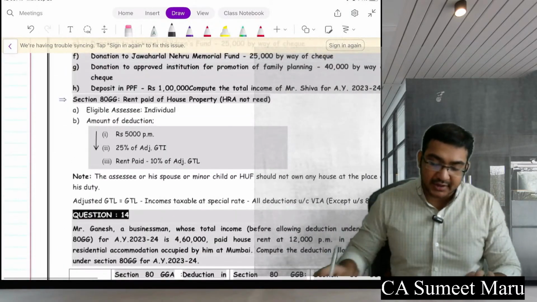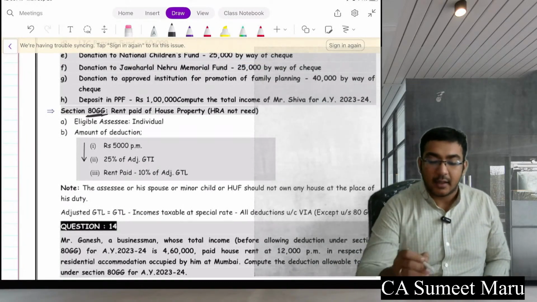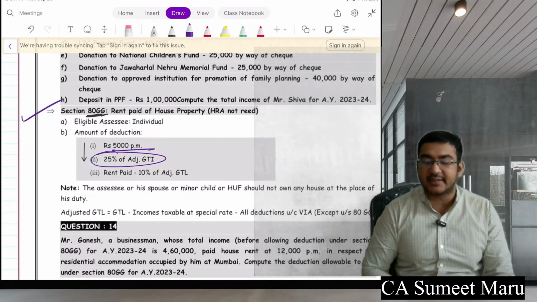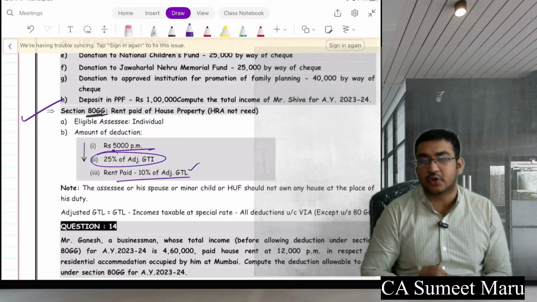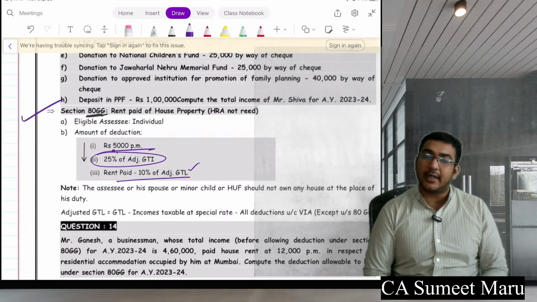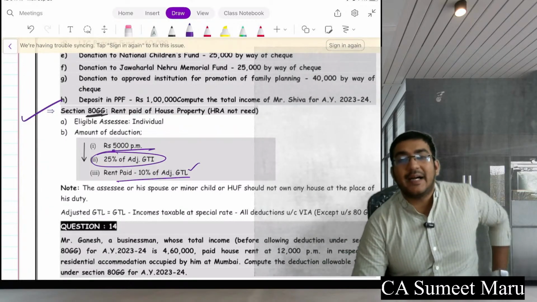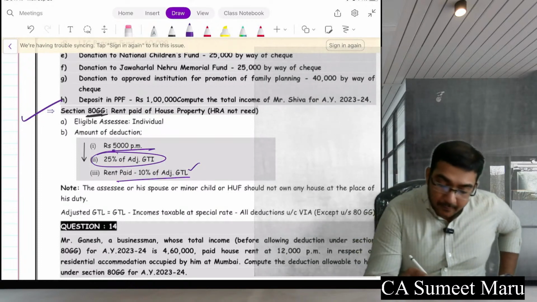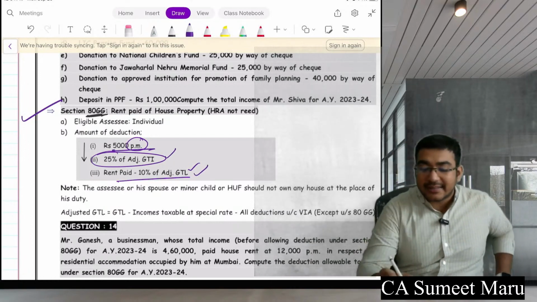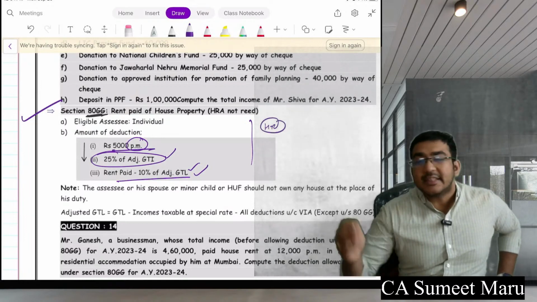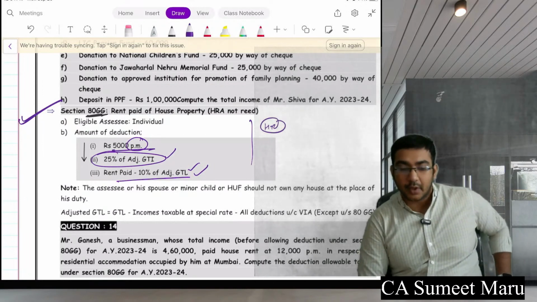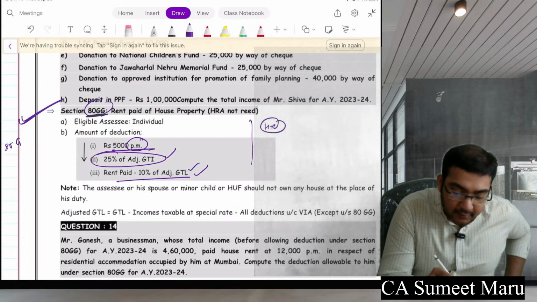The next section is section 80GG. Someone who is paying rent but not getting HRA can get a deduction here. The limit is 5,000 per month, or 25% of adjusted total income, or rent paid minus 10% of adjusted total income. Adjusted total income again means gross total income minus all deductions other than this. So just like HRA, because this person is not getting HRA and is still paying rent, we give them the deduction under section 80GG. इसको हम घर भी बोल सकते हैं, 80 घर, so you'll remember it nicely.